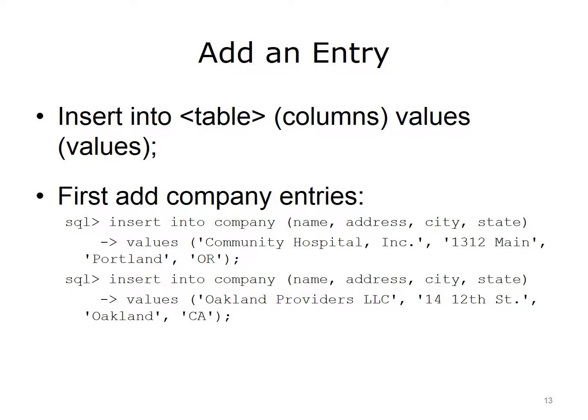The table where information is to be inserted and the specific values for the row must be identified. This slide shows the steps to add company entries. The value for each entry in the values field lines up with the equivalent entry in the column field. For example, city is specified as the third column in the first insert statement, and Portland is being used in the third column in the values field.